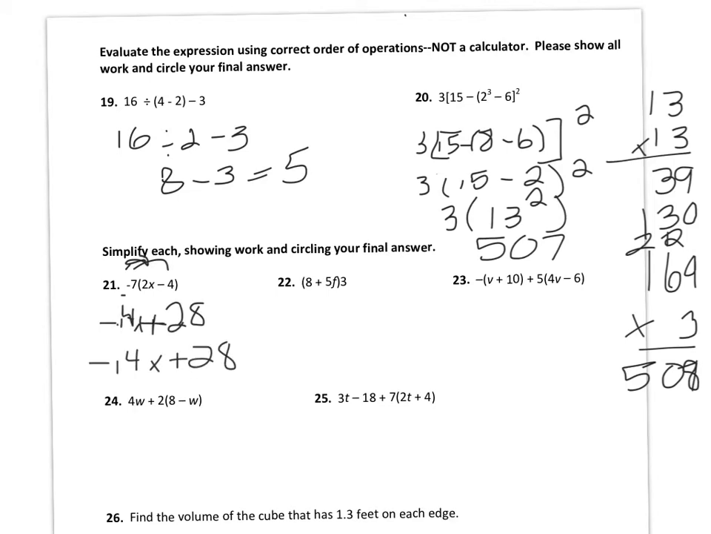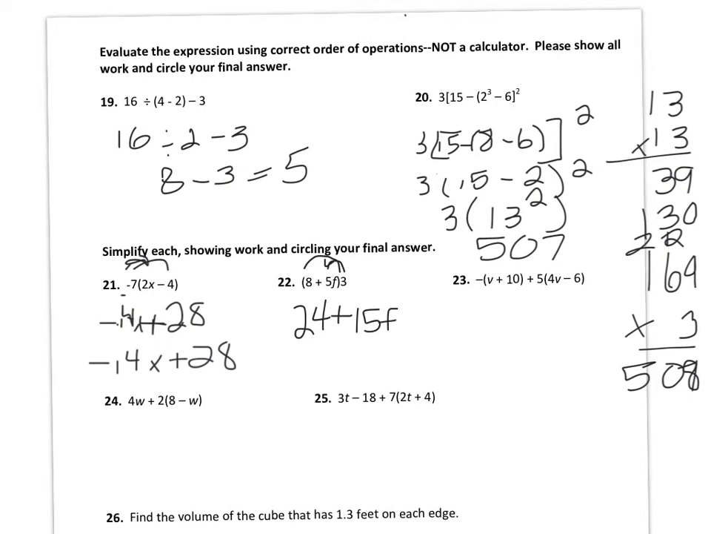On number 22, we're going to do this kind of backwards. We're going to do 3 times the 8, which is 24, and then we're going to have plus, and then 3 times 5f is going to be 15f.